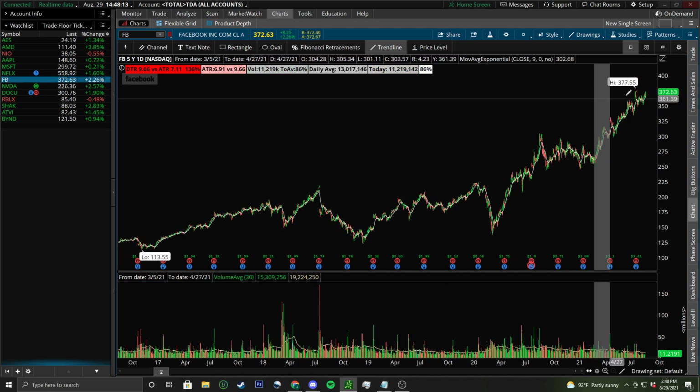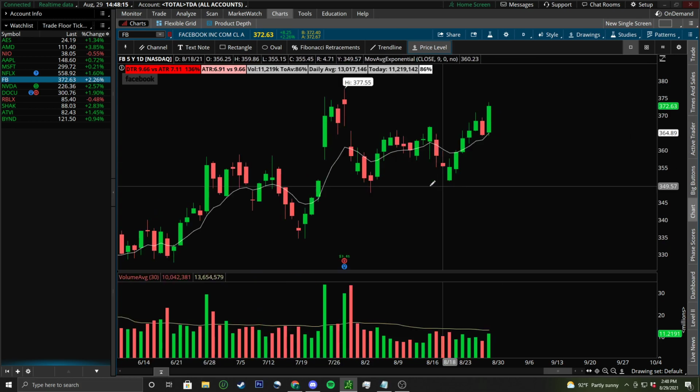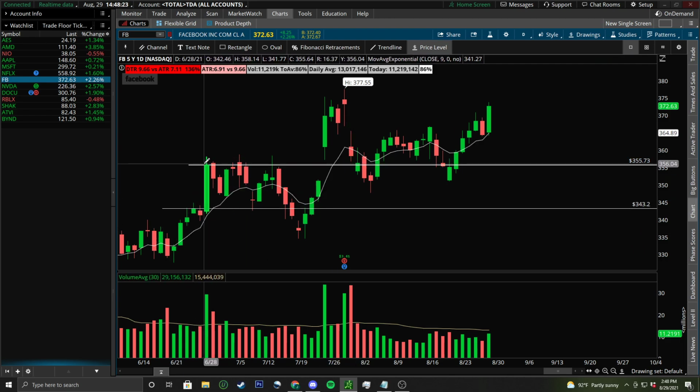Let's go to Facebook. Pretty easy on this one too, just because the levels are exposed, everything's up here. First thing I like to do is grab the resistance turned support so I can get a good shoulder. So I like this level here at 355.70, good resistance here. And you can see price gapped up, came back down, held around there.